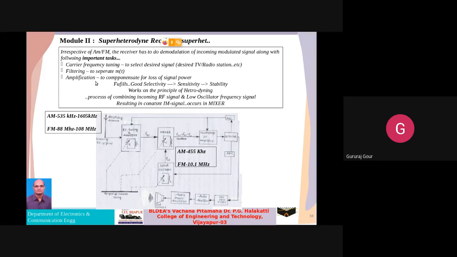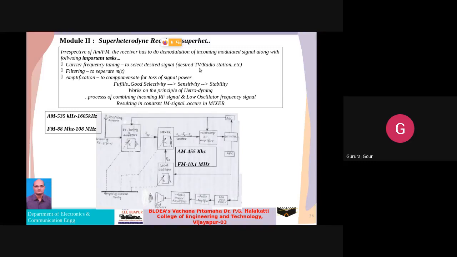So irrespective of whether you are doing amplitude modulation or frequency modulation, the receiver has to do some important things. It has to do the demodulation first. Whether you send AM or frequency modulation, on the receiver side it has to do the demodulation of the incoming modulated signal along with the following 3 important tasks. Along with the demodulation, it has to do 3 tasks here. First one is carrier frequency tuning. Means what? To select the desired signal.